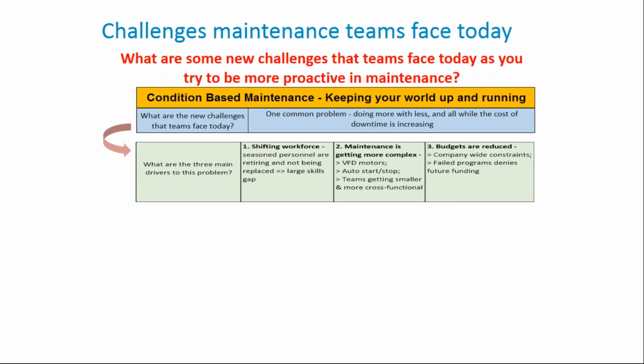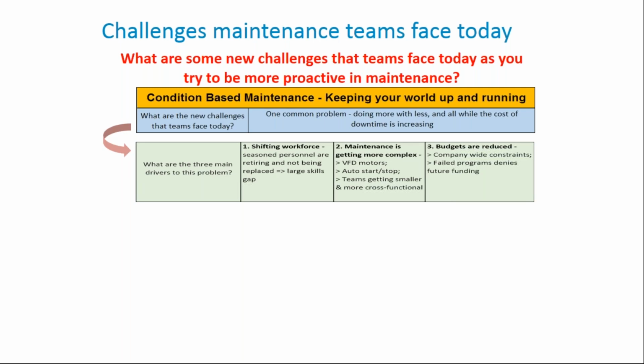And we found that there's really three main problems to this, and one is the shifting workforce, where a lot of the skilled experts are retiring and they're not being backfilled, which has given us a large skills gap. The second thing is, over the years, machinery just keeps getting more and more complex, where you've got a lot of motors that are now variable speed drive. You've got a lot of more complex machines that are computer driven and computer operated, and just like our cars, everything is getting more and more complicated.